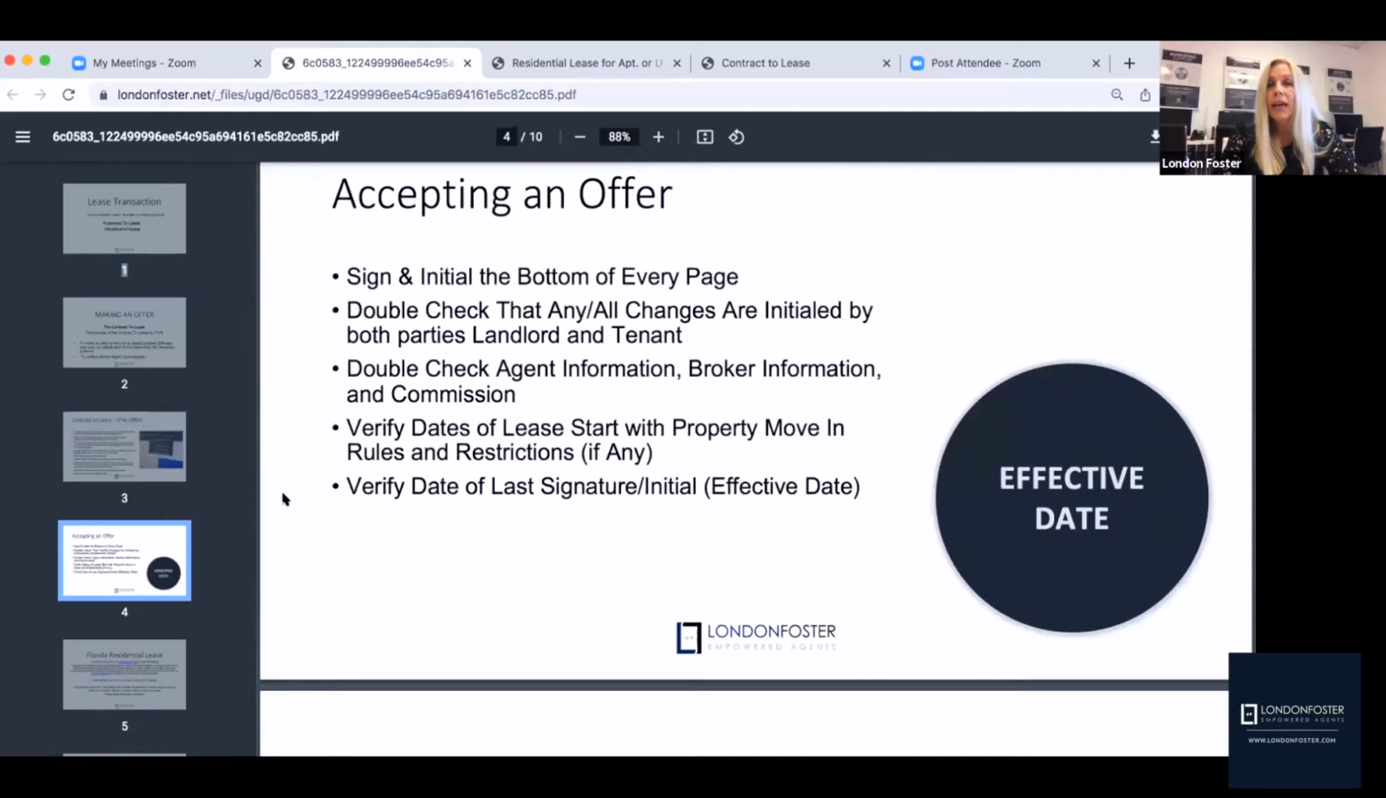So on each contract to lease, you want to make sure, of course, that the parties have signed and initialed the bottom of every page. It's 3 pages long, so that's very simple to do. Make sure the spelling of all the names is correct. Check the address twice to make sure you have the correct address or correct apartment number on it.